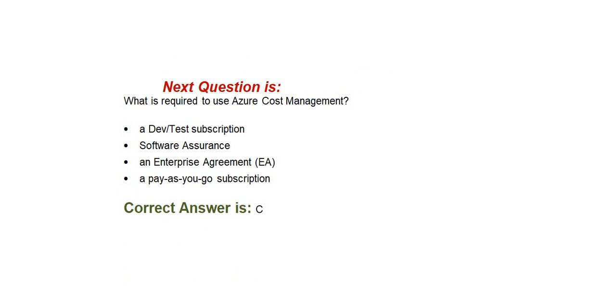Next question is, what is required to use Azure Cost Management? Option A, a dev test subscription. Option B, software assurance. Option C, an enterprise agreement, EA. Option D, a pay-as-you-go subscription. Correct answer is option C, an enterprise agreement, EA.